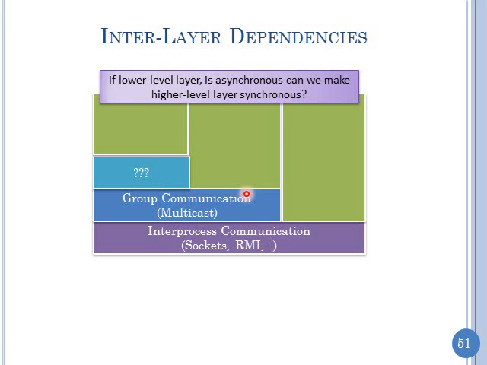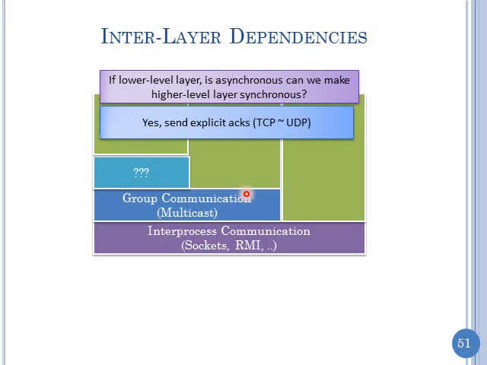So if the lower layer is asynchronous, can we make the higher level synchronous? And yes, explicit ACKs. Now TCP is not synchronous, but at least it has ACKs, so there is a way of doing acknowledgements, and we can do that at a higher layer, and we can use those acknowledgements to determine when we invoke the next method. So that's something we can always do.